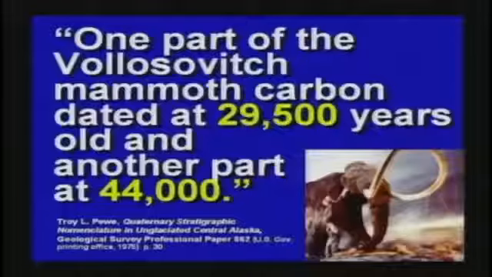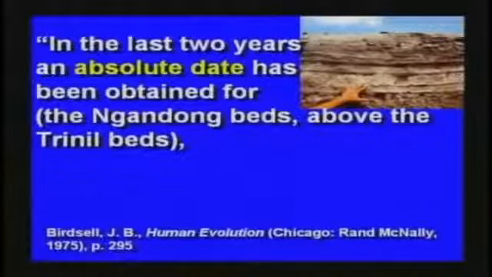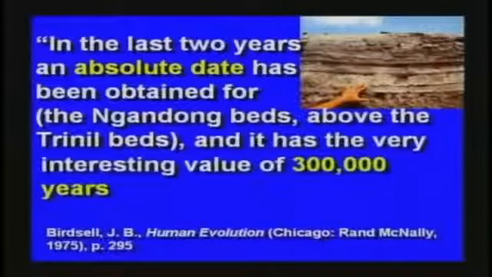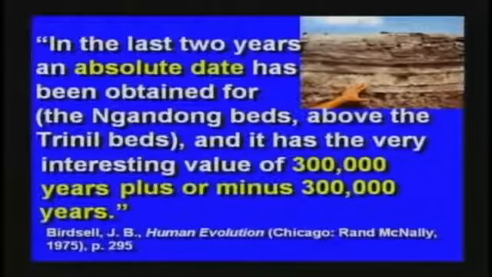One part of a mammoth dated 29,000 years old, another part was 44,000. You talk about a slow birth. That would be it, okay? I like this article from Rand McNally. The last two years, an absolute date was obtained for the Gandong beds above the Trinil beds. That's in Indonesia. It has the interesting value of 300,000 years, plus or minus 300,000 years.